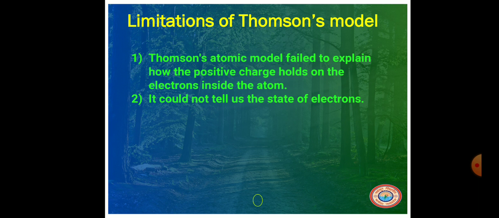And the second limitation was that it could not tell us the state of electrons. That means electrons means negative charge. So the sentence means that it could not tell us whether the electrons are in a state of rest or in a state of motion. So these were the limitations of Thomson's model. But this was not the end. After Thomson, Rutherford came up with his atomic model.